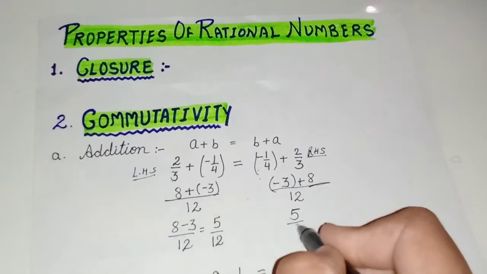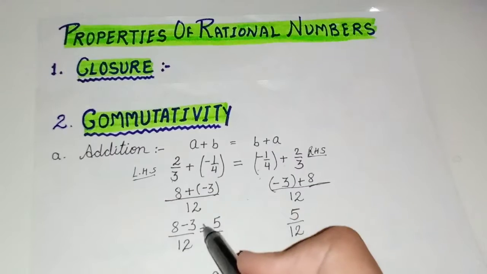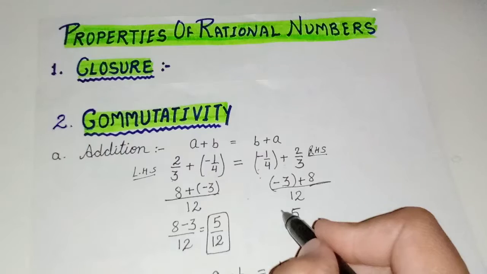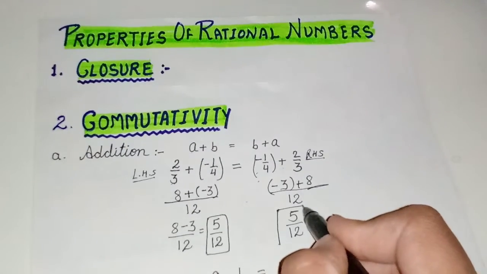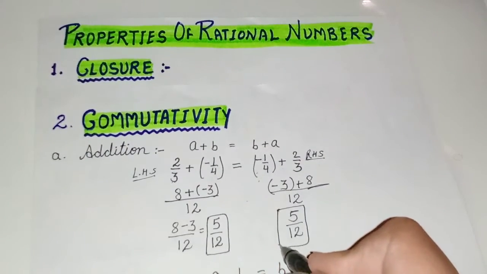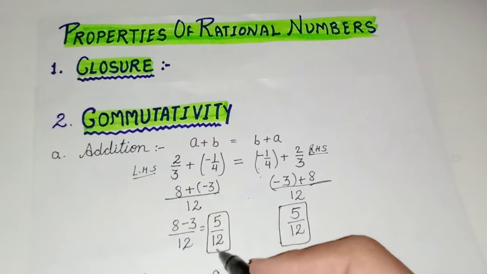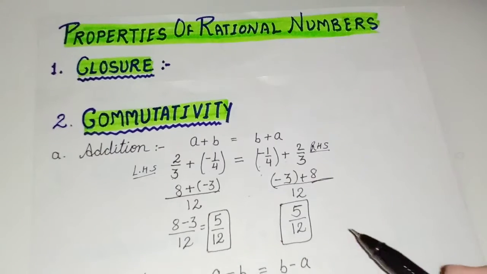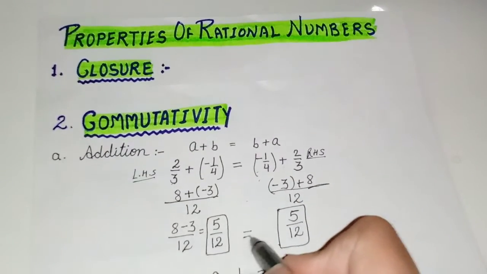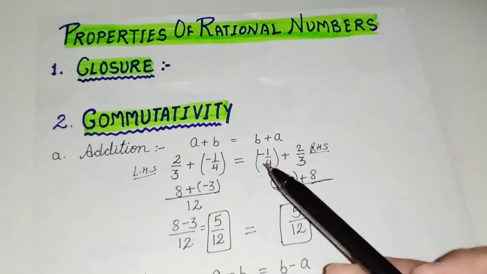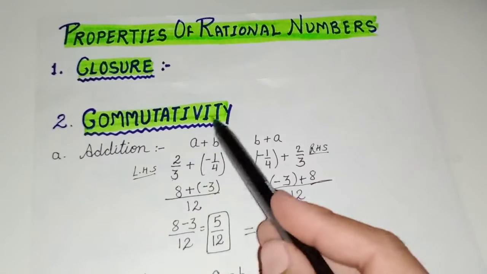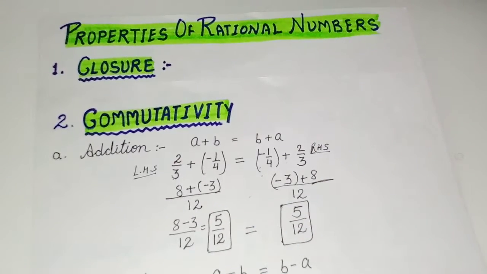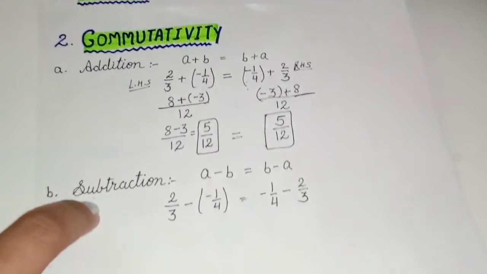And the denominator is 12. So you can see here in both the cases the answer is the same. The sum in case of LHS is 5 by 12 and in RHS also 5 by 12. The numbers, the sign, that is the nature of the number, negative, positive, everything is the same. So as we got LHS equals RHS here, we can say that rational numbers are commutative under addition.